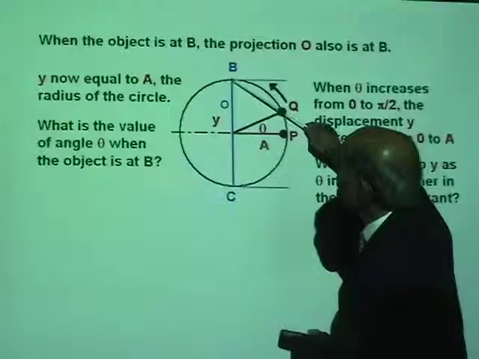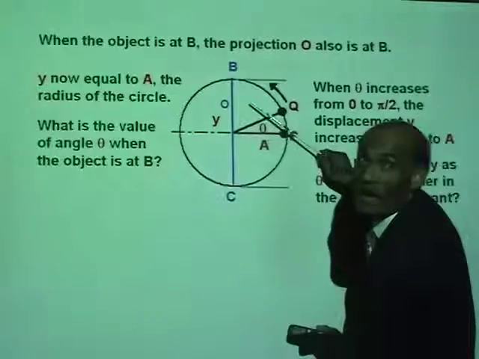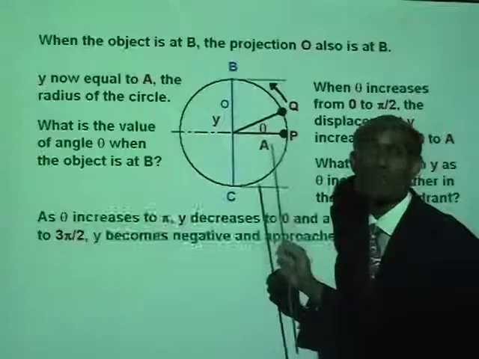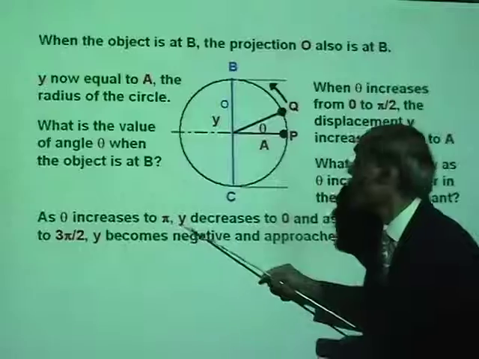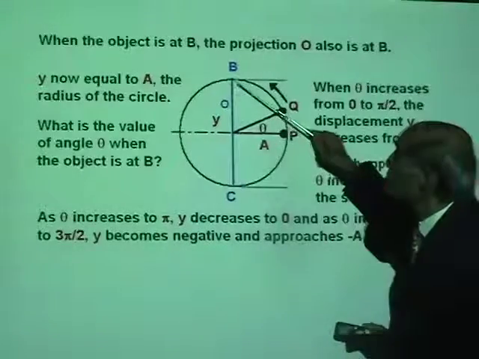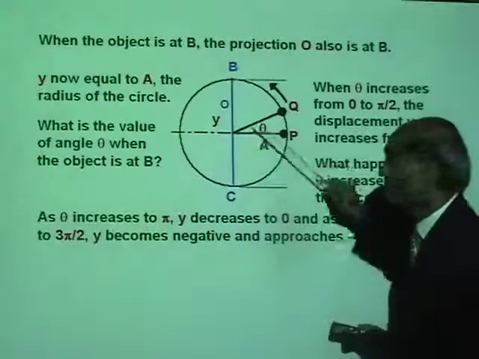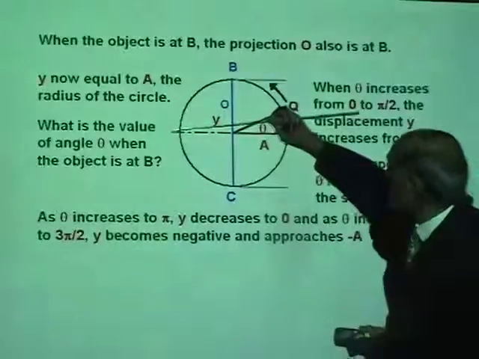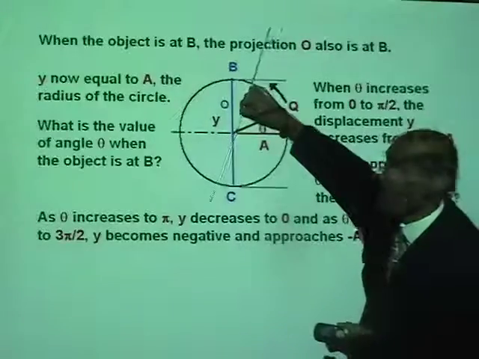What happens? The projection has now returned to the origin. That means the displacement has now become 0. As theta increases to pi, Y decreases to 0 because the projection will come back to the origin. Y will decrease to 0, and as theta increases from pi to 3 pi by 2.